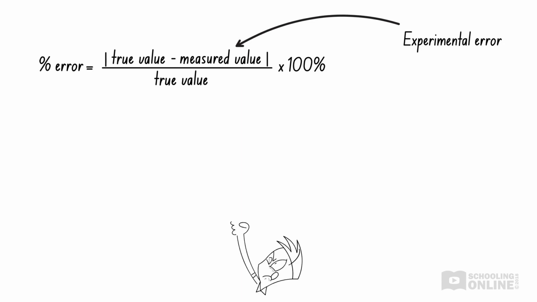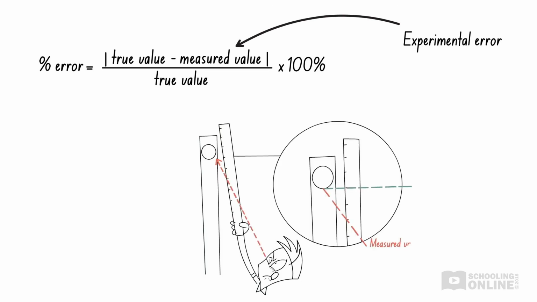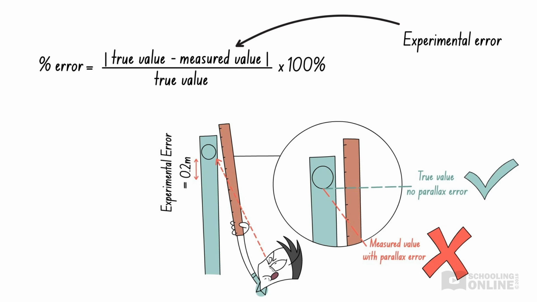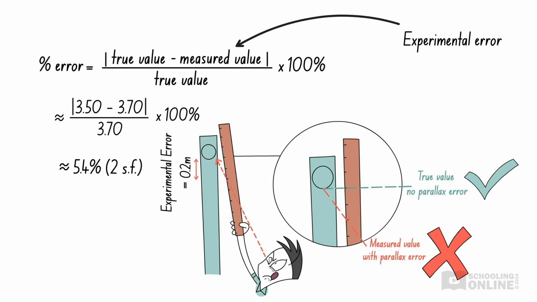Since Jeff was standing almost directly below the ruler when he measured the swing, we can estimate that the true value for the length of the swing is at least 20 centimetres greater than what he measured. So the true length of the swing would be around 3.7 metres, and the percentage error due to length would be approximately 5.4%.